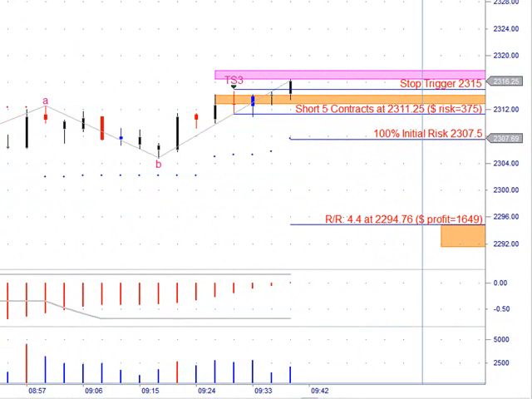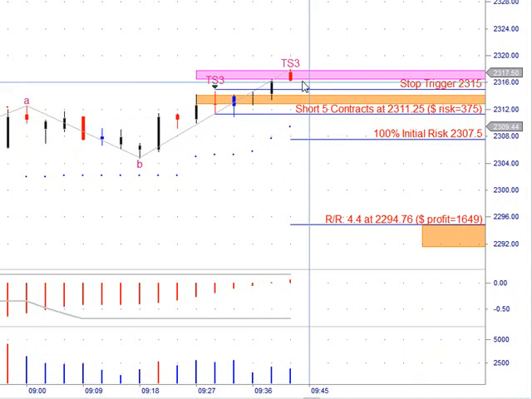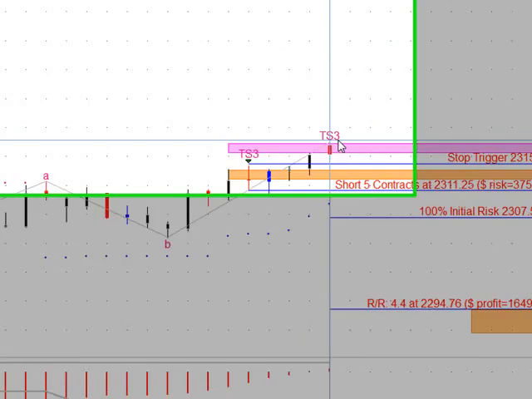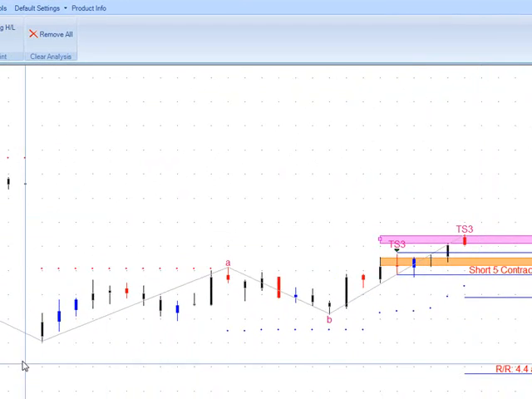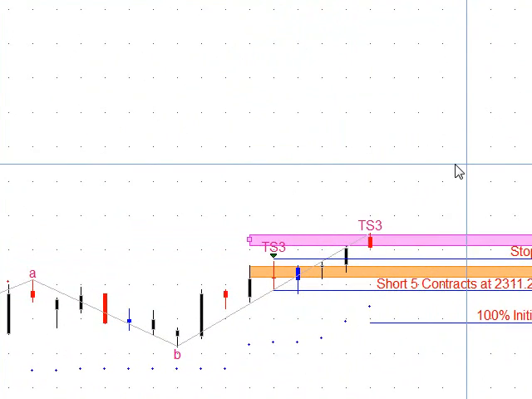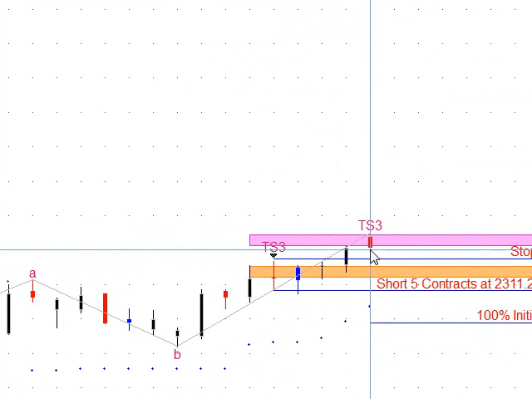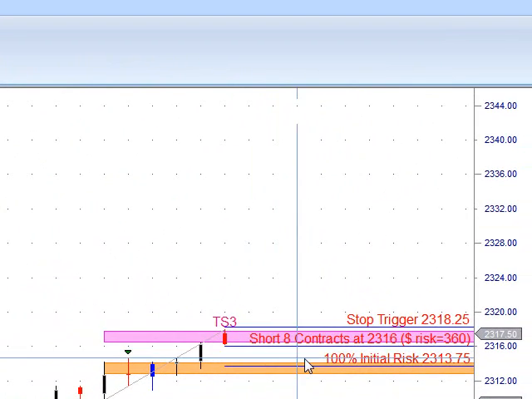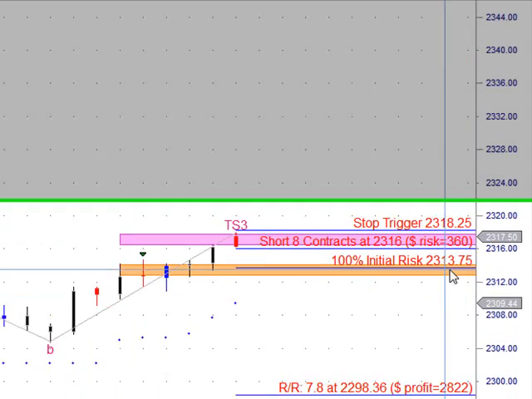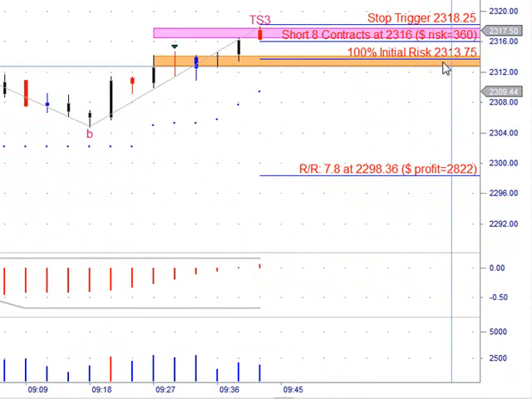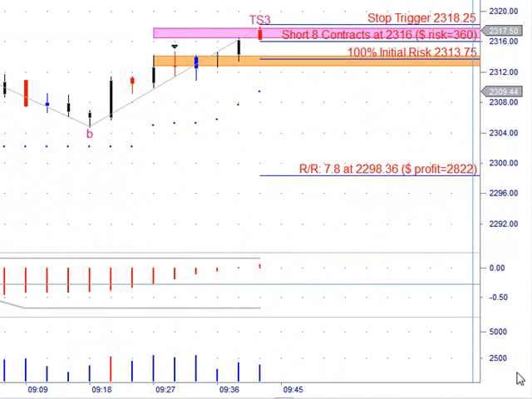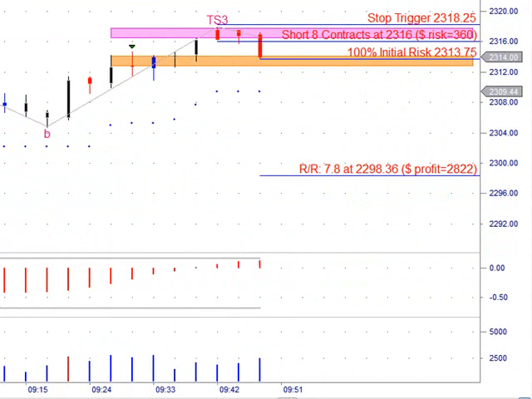But that did stop out, and we're looking for a higher high here, and a new TS3 appeared because we're in that typical wave C resistance here. You can see the ABC pattern that was forming, and this one sized up for 8 contracts and a risk of $360. This one had almost an 8-to-1 target here, so we're risking $360 to make a potential $2,800. So that's definitely one that you do want to try and play.